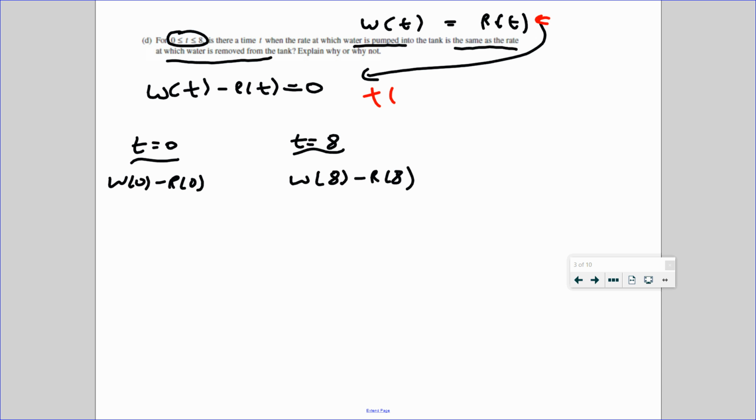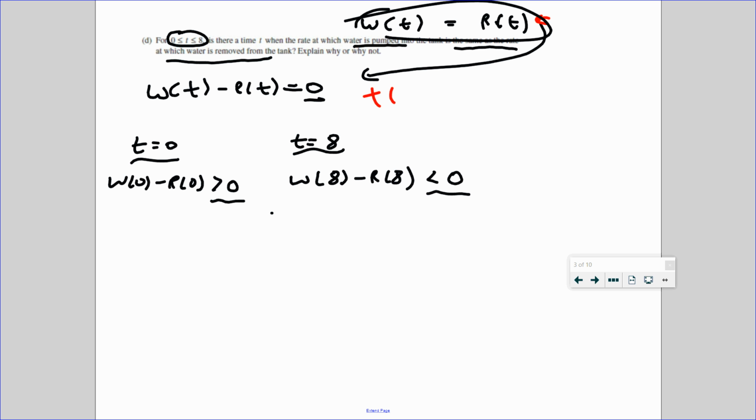Well, if you type those in your calculator, what you wind up with is that at t equals 0, this is a positive number. If you type in t equals 8 into the functions, you're going to get a negative number. So what does that tell us? At some point, the value must equal 0. And if W of t minus R of t equals 0, then W of t must equal R of t at some point. Okay? So we can say the function is continuous, right? We got to say that.